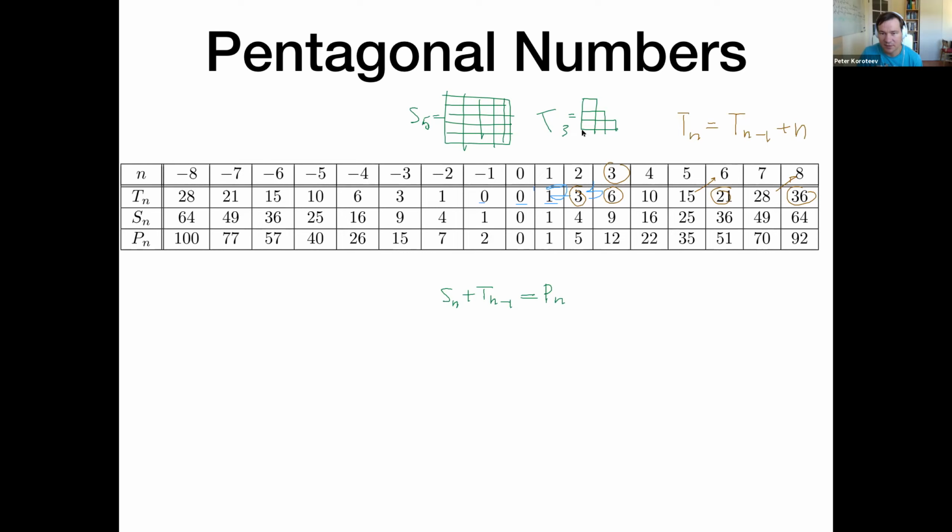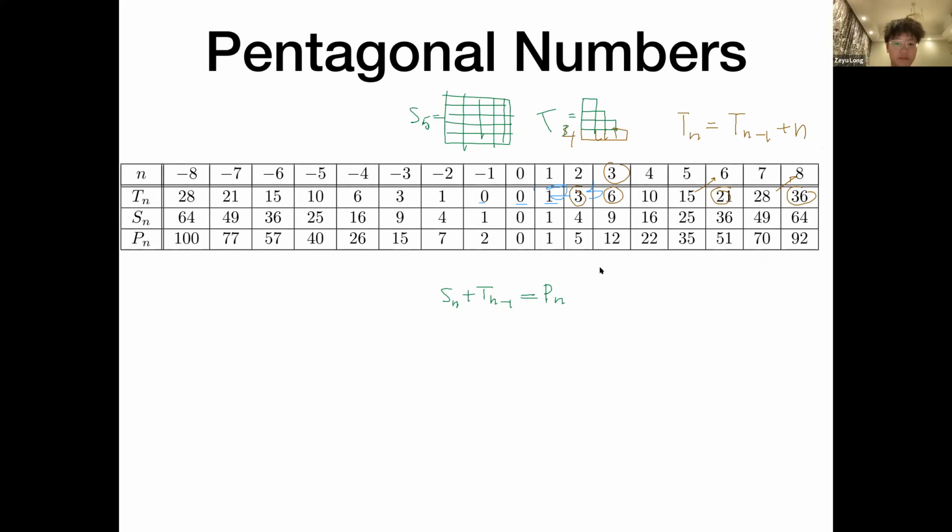Yeah, and that's not surprising because you just add one row on the bottom, right? And you get T4, right? So you get as many as before. Excellent. Good. So that's that. Let's see what else do we have.